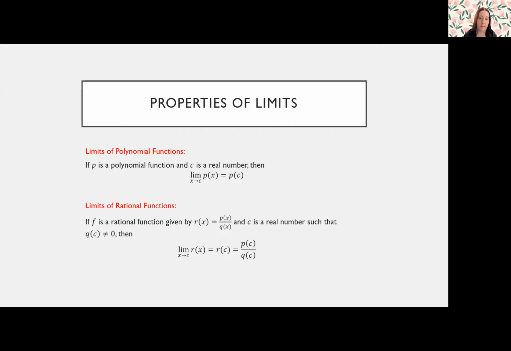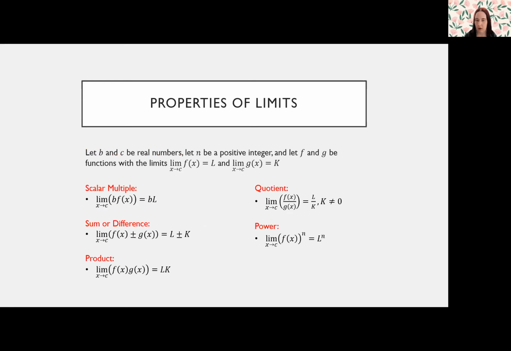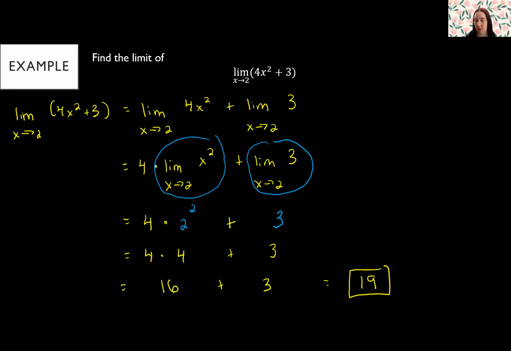the polynomials, is that basically if you have a polynomial, you can just plug in that number and that is your limit. It follows from the other properties that we have, those other rules on this slide: a scalar multiple, the sum or difference, the power, those rules all follow. And that basically means that if you have any polynomial, you can just plug in your number to find the limit. So you wouldn't necessarily have to show every step that I've shown here. You can go straight to the third line where I have 4 times 2 squared plus 3.